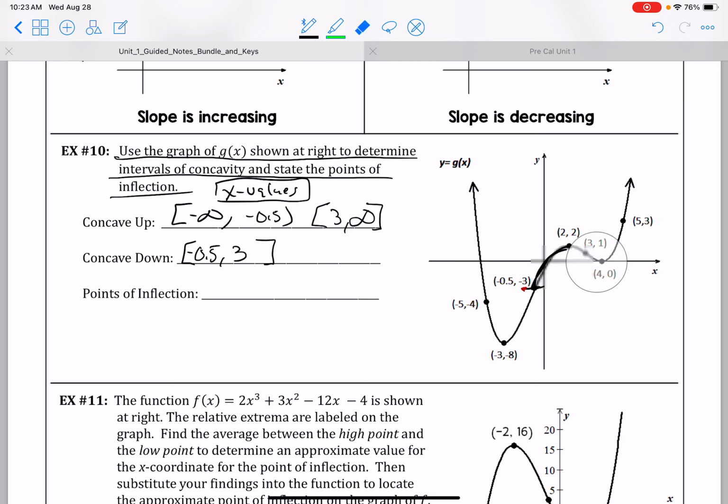All right, I'm going to replace that. And then it asks, what are the points of inflection? You should already know. So give me 2 ordered pairs. There are 2 points of inflection. What are they?